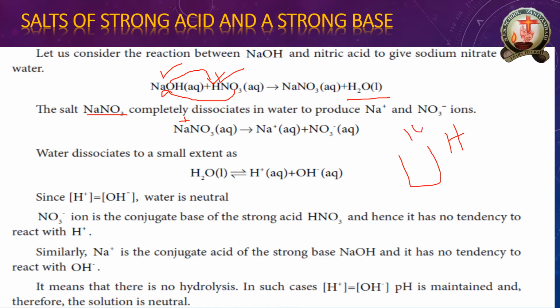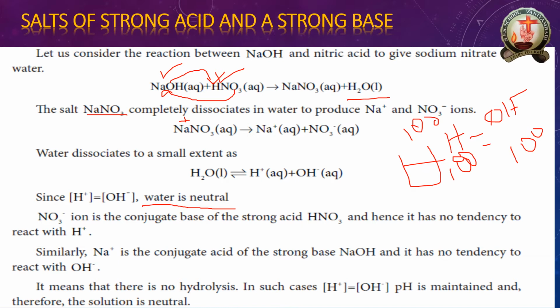So 100 H+ is there in your medium. In this reaction also we can get 100 H+, finally 200. At the same time, 100 OH- is there in your medium, and the reaction gives 100 OH-. Finally 200 H+ and 200 OH-. Since H+ is equal to OH-, water is neutral, so it does not give any reaction with this type of salt.